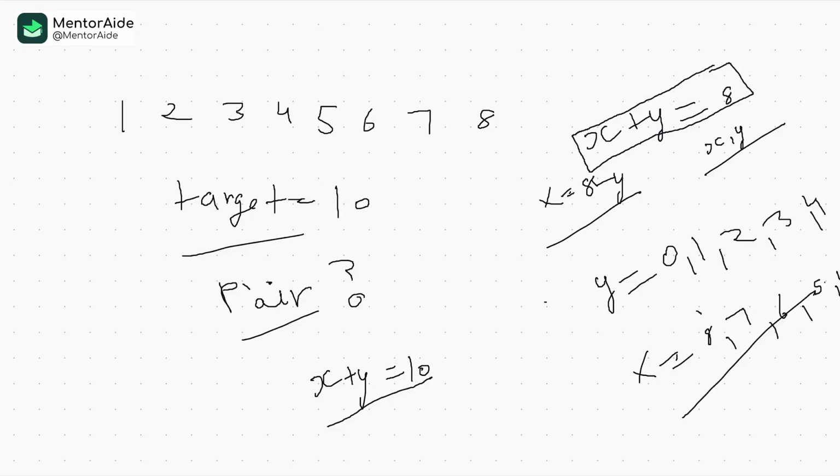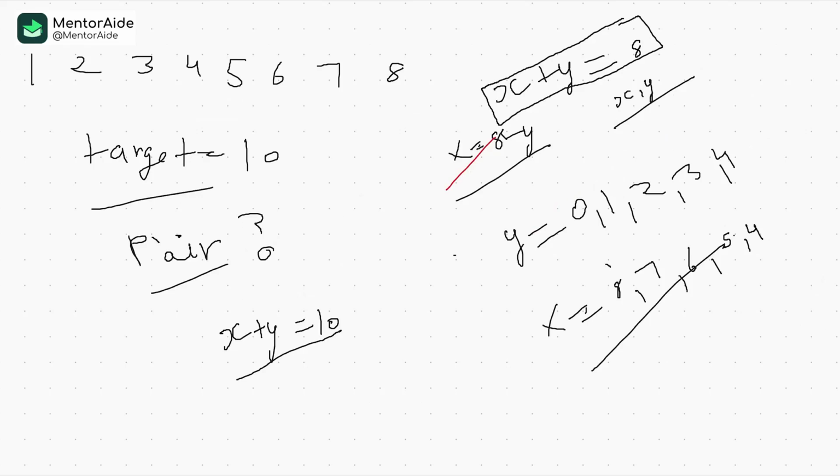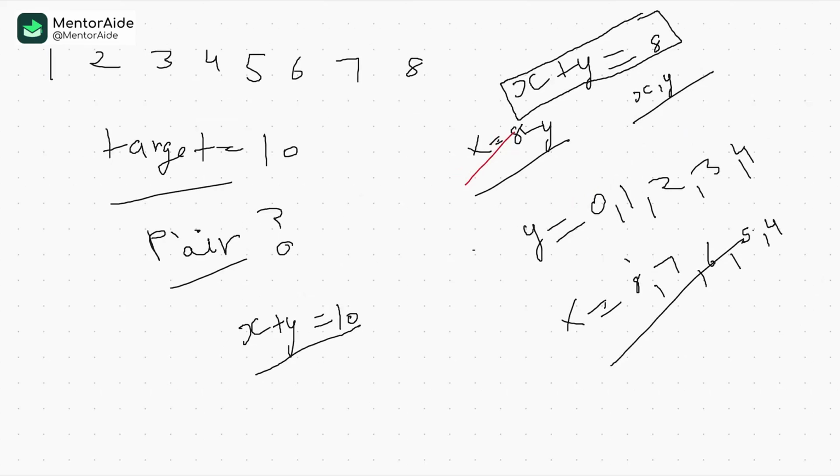If you remember, a few seconds before we changed the initial formula to x equivalent to 8 minus y. Similarly, we can convert this formula into something else, which is x equivalent to 10 minus y.